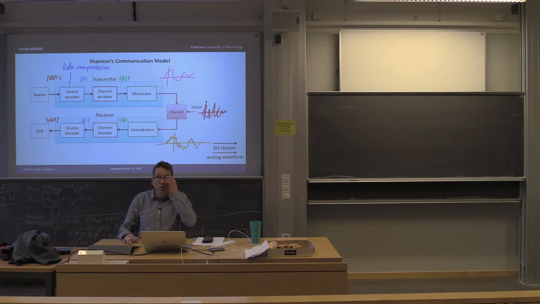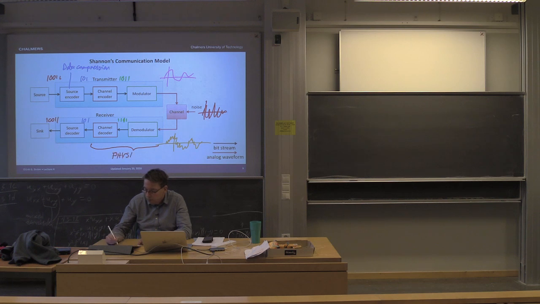Okay, so that's the channel communication model. How does this fit into the OSI model? Well, essentially, this part is the physical layer. It transmits bits over a link. That's the objective of the physical layer.